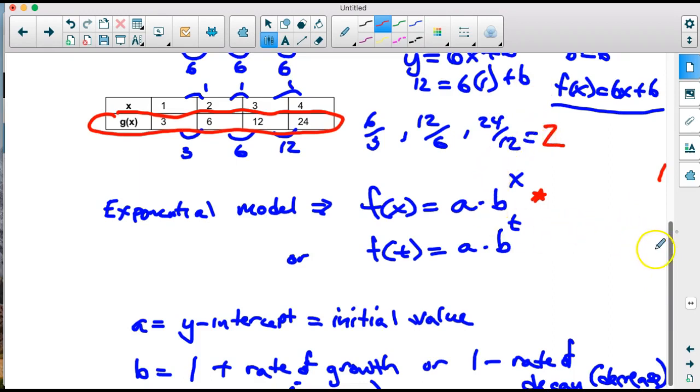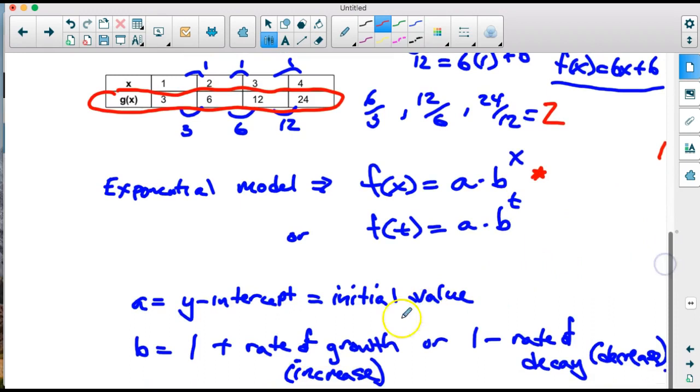Now if we're given a percentage, then we're going to add that percentage on to 1 so that we get 1 point something. If we're decreasing, it'd be 1 minus that rate. So if we know a rate of growth or decay, then we're going to add it to 1. In this case, we know the actual growth factor is 2. So that's going to be the b value.